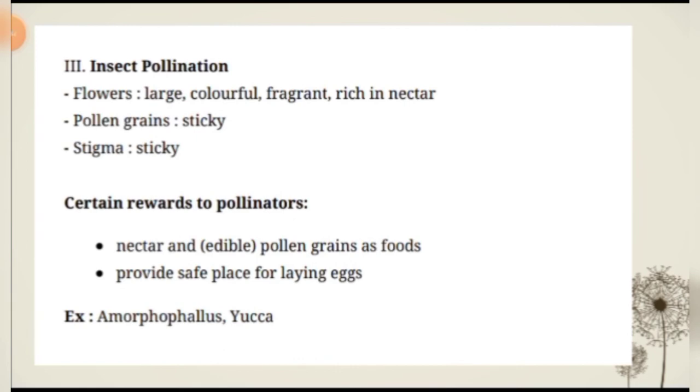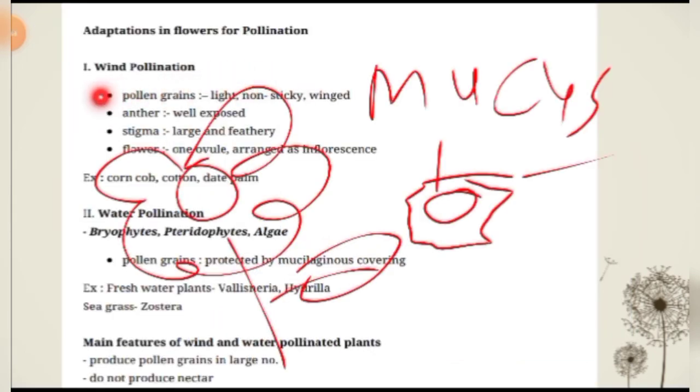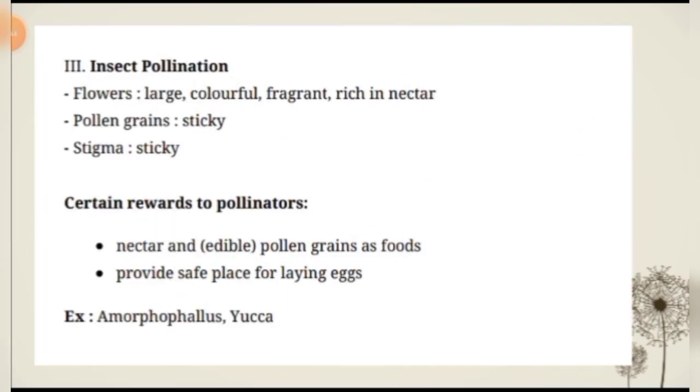So these are the different agents of pollination, as you have already read: wind, water, and insects. In our next classes, we will discuss the different types of pollination.